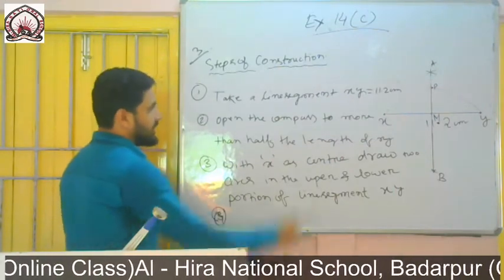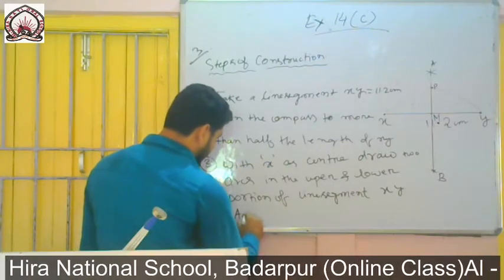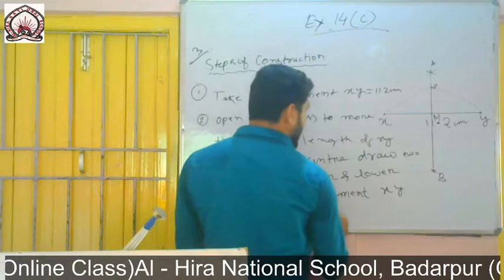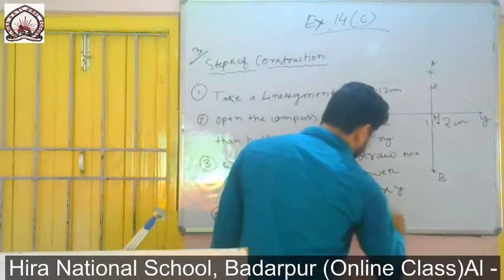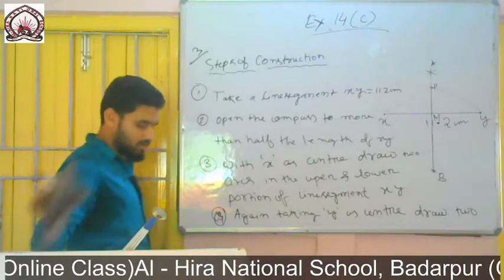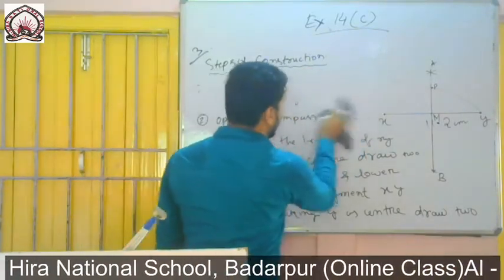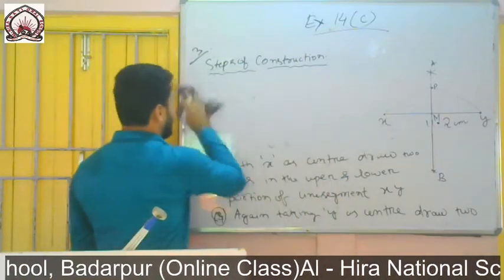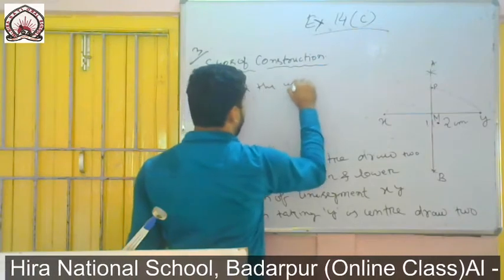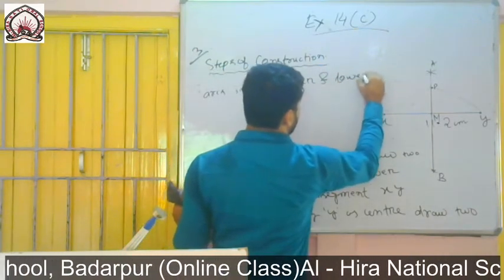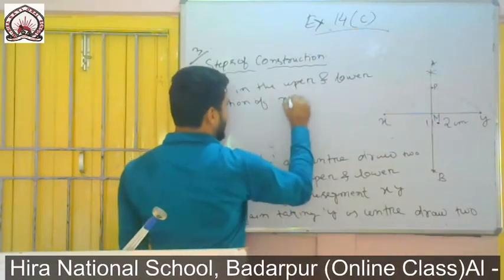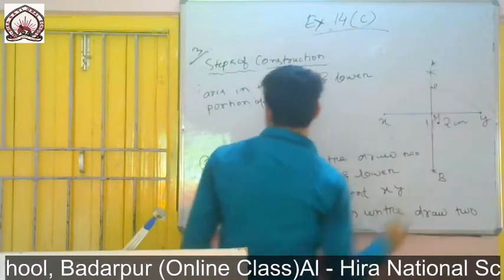Step 4 will be: again, taking Y as center, draw two arcs in the upper and lower portion of XY. Okay.